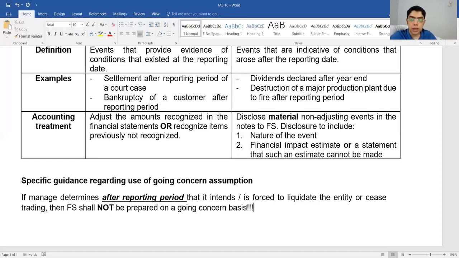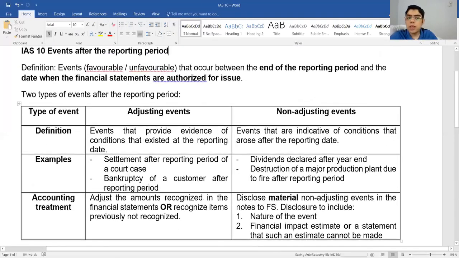And after you have determined that it is an event after the reporting period, the next thing to analyze is whether it is an adjusting event or a non-adjusting event. This is the most critical distinction that you need to make. Depending upon how you have classified that event, you will determine its accounting treatment. If it's an adjusting event, you would have to adjust the amounts recognized in the financial statements or recognize the items previously not recognized. And if it's a non-adjusting event, then you just have to disclose it, only if it's a material non-adjusting event.